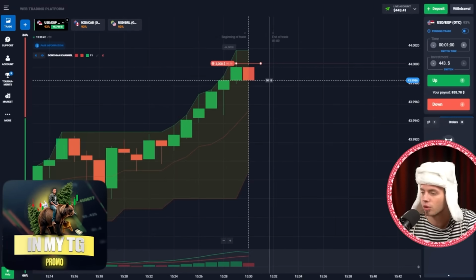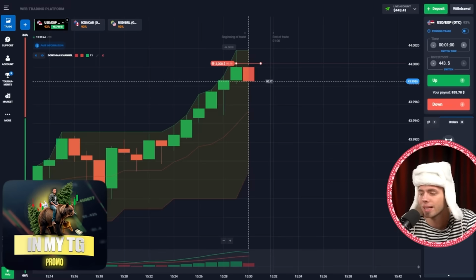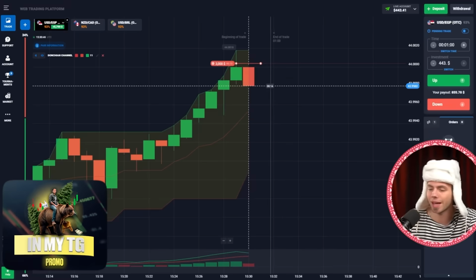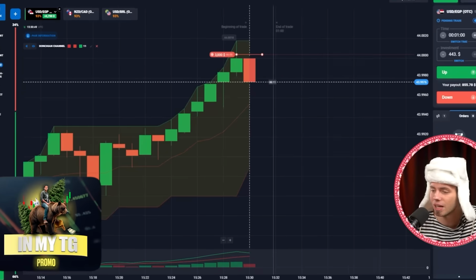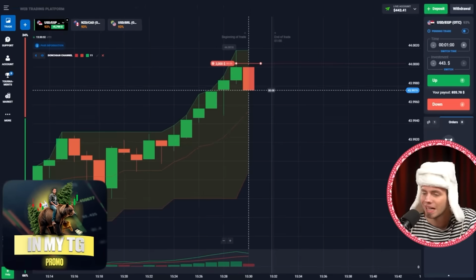And the overbought zone, of course, overbought zone. So we need to wait a bit, just wait a bit, and be patient. Patience is very important in the trading profession. Let's just wait.